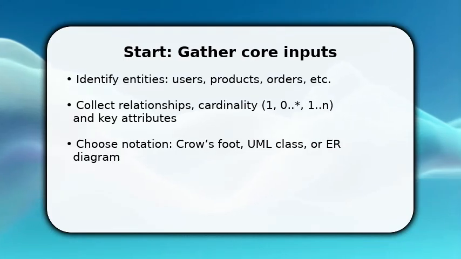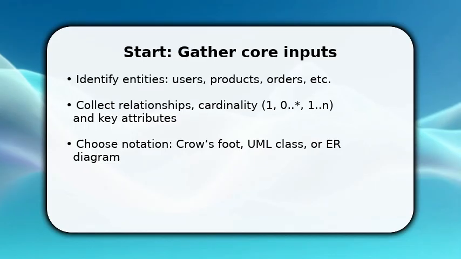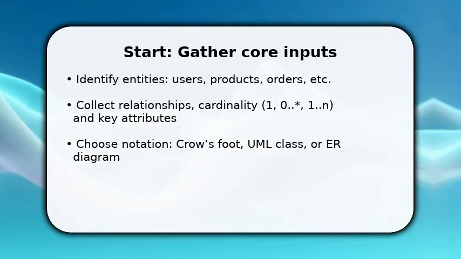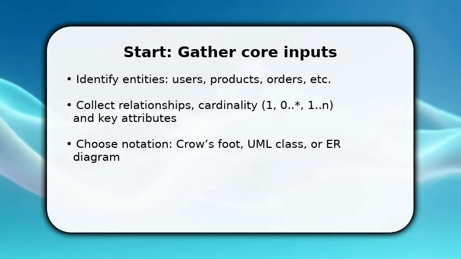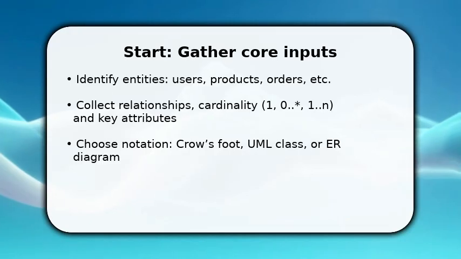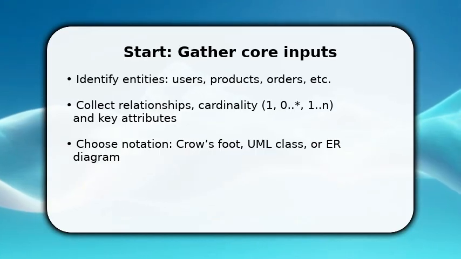Enjoy the video. You begin by assembling essential inputs, entity names, primary keys, and relationship rules. Once you have a list of entities, sketch each as a box and jot down attributes. Make sure to decide on notation up front because consistency matters. Pick crow's foot for databases or UML for design discussions.